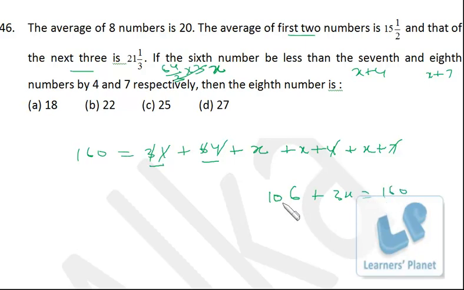So 160 minus 106 is 54. So x is equal to 54 by 3, that's 18. So 18 is the sixth number. So the eighth number we want, 18 plus 7, it is 25. Okay.